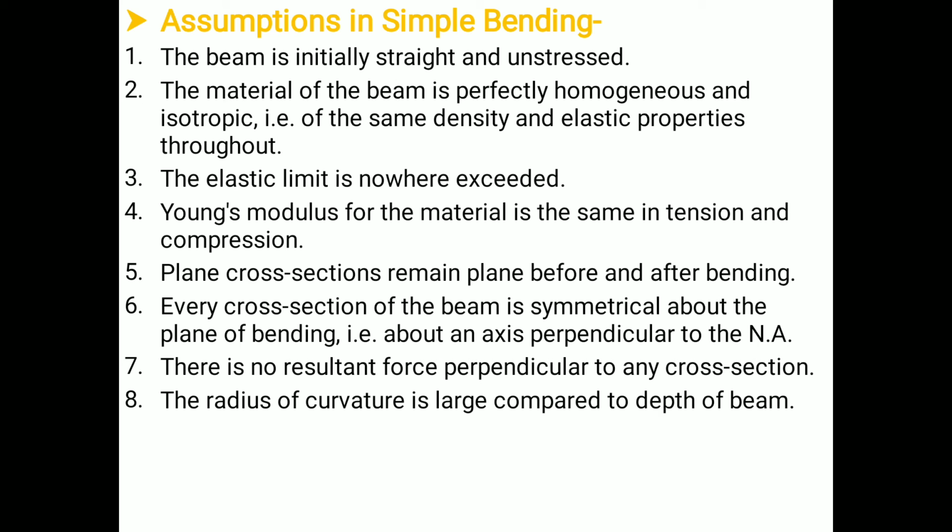The second assumption is that the material of the beam is perfectly homogeneous and isotropic. Homogeneous means it has the same density and elastic property throughout its length, and isotropic means it has the same property in all the directions.